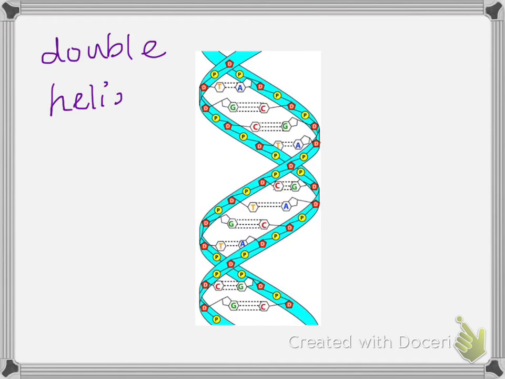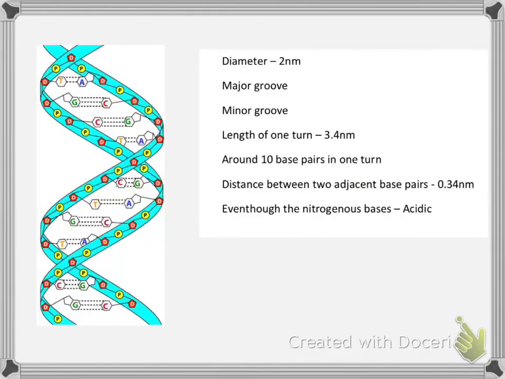In the double helix of DNA, there are sugar phosphate backbones, and the 2 anti-parallel strands are joined by hydrogen bonds. The hydrogen bonds are between the nitrogenous bases in each strand. Adenine always pairs with thymine, and guanine pairs with cytosine. The diameter of the DNA is 2 nanometer.